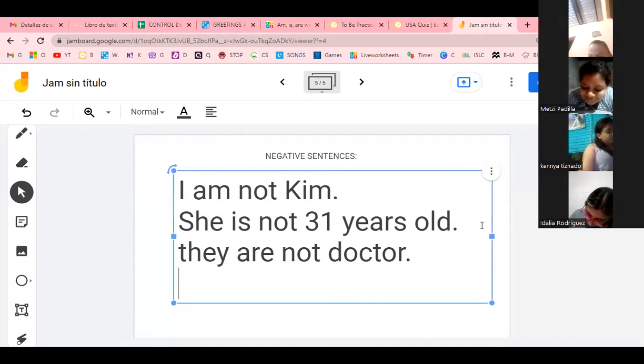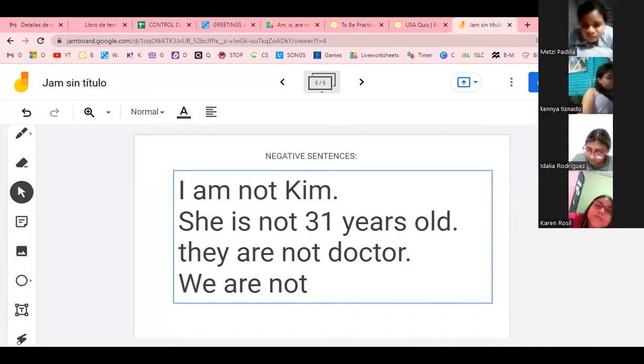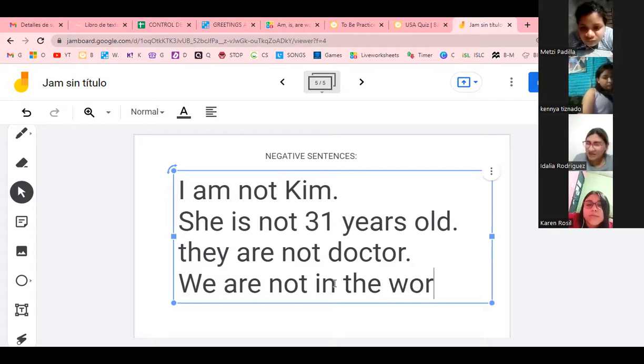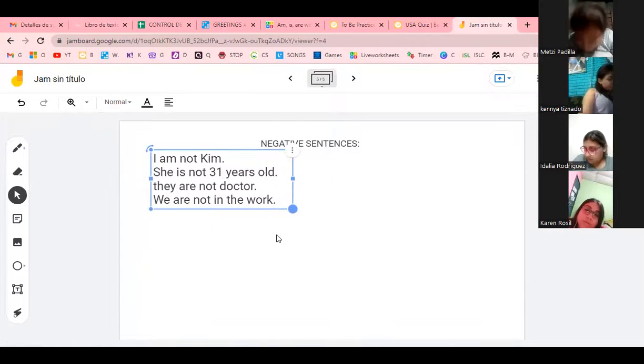Vamos a ver. Y si tenemos we. Yes, Metsi, thank you. We. What is the negative? We are not. Yes, we are not. Vamos a ver un lugar. Volunteers or everybody, tell me one place. One place. 1, 2, 3. We are not in the work. It's in the job or work, right? Yes, definitely. No está en el trabajo ahorita. You are at home, right? Very good. Y de igual manera, acá podemos utilizar nombres.